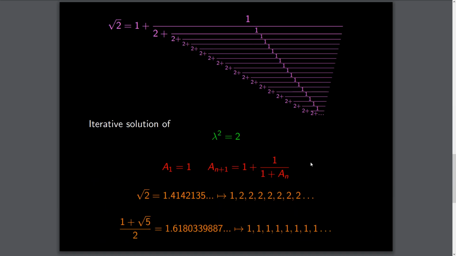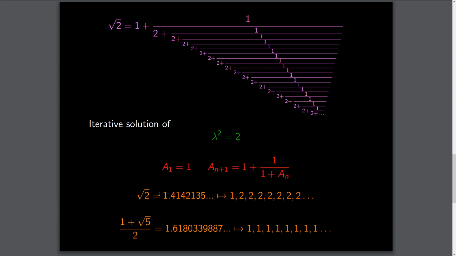So actually what we were doing is that we solved this quadratic equation in an iterative manner. So the iteration stands as follows. The first element of the sequence is 1, and now you can calculate every consecutive element of this sequence by utilizing this formula. So you add 1 to the 1 divided by 1 plus the previous element of the sequence, and this iterative formula gives you a convergent sequence by which the solution of this quadratic equation can be obtained.